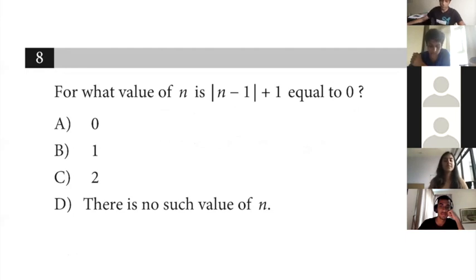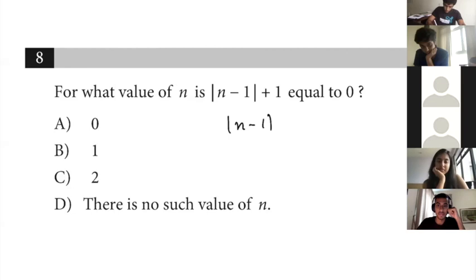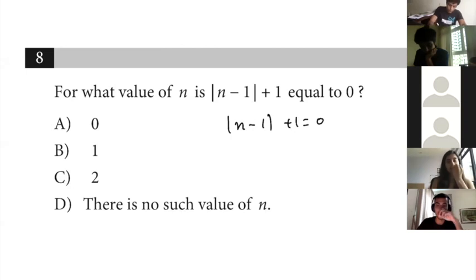Oh, perfect. Dhruv, what's one way you would do this? Come on out. Well, you just make an equation. So modulus of n minus 1 plus 1 equals 0, right? Yep. And you shift over the 1 to the other side. So it becomes modulus of n minus 1 equals -1. Perfect. Equation solved. Thank you.